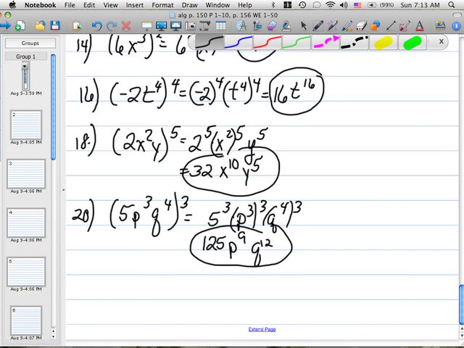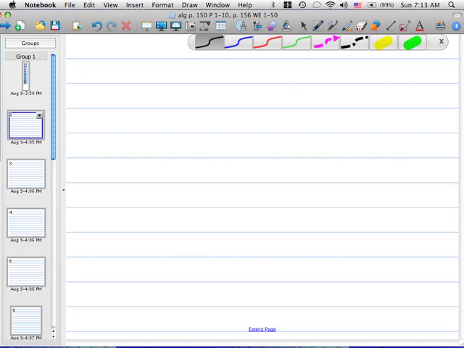Next section, we're multiplying powers of products. So it's going to get a little bit more complicated, but not that bad. 22.